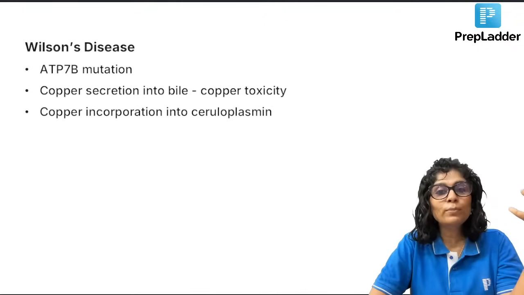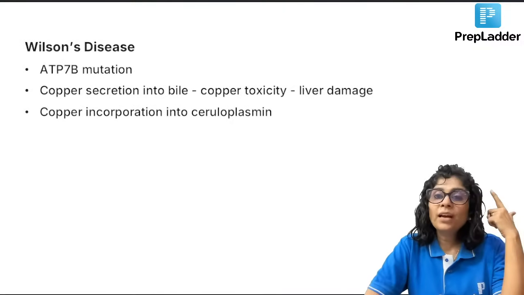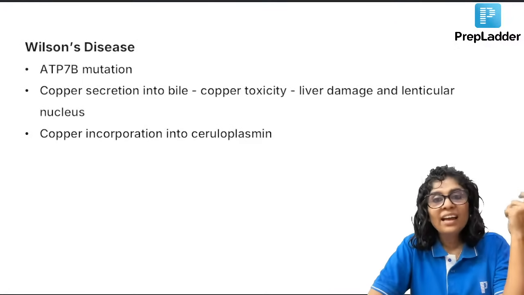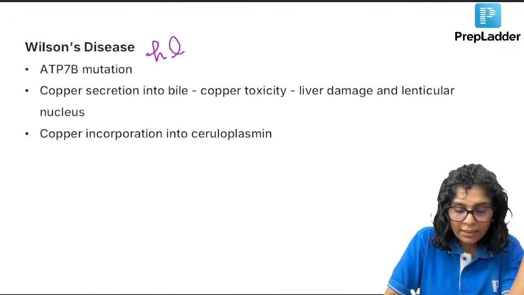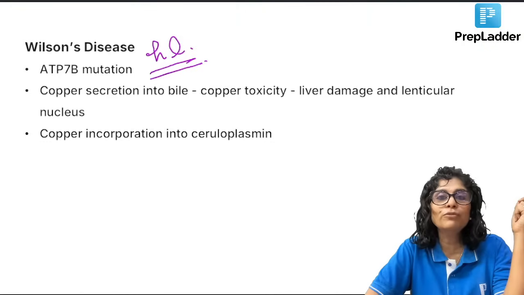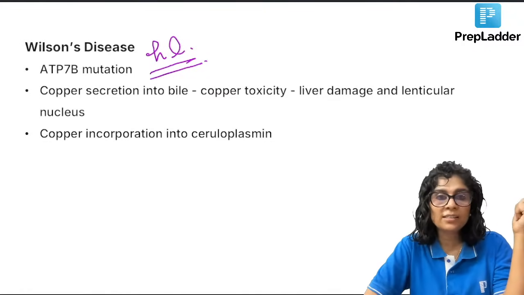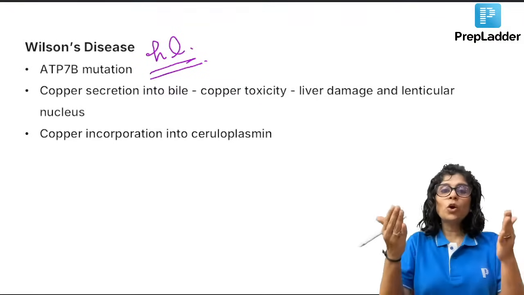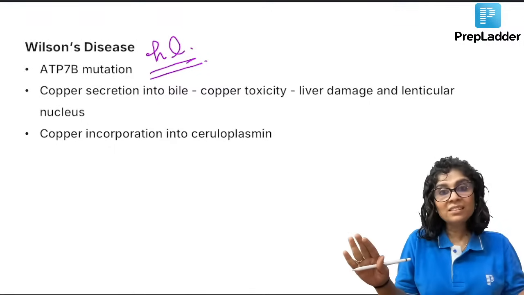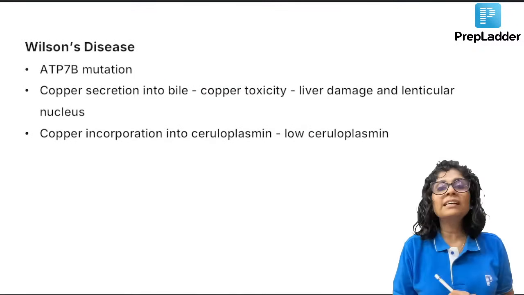That is why Wilson's disease is copper toxicity. When copper accumulates in the liver, that causes liver damage. When copper accumulates in the lenticular nucleus is damaged. Hence the name hepatolenticular degeneration. So hepatolenticular degeneration is because of copper toxicity that damages liver and damages lenticular nucleus. Now tell me what will happen when copper is not incorporated into ceruloplasmin. Ceruloplasmin is not stabilized, right? Ceruloplasmin is damaged quickly. That causes low ceruloplasmin levels.